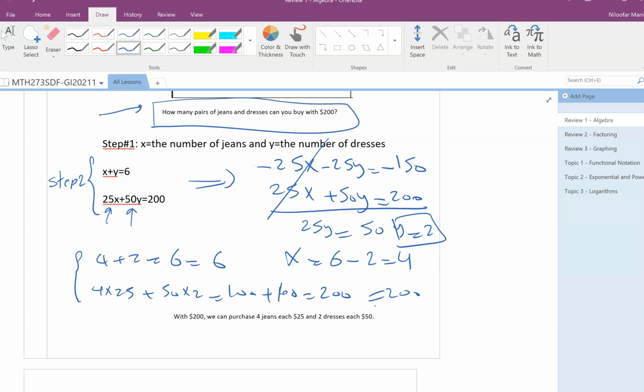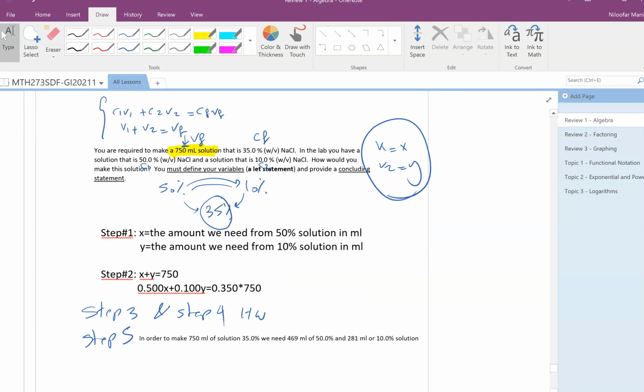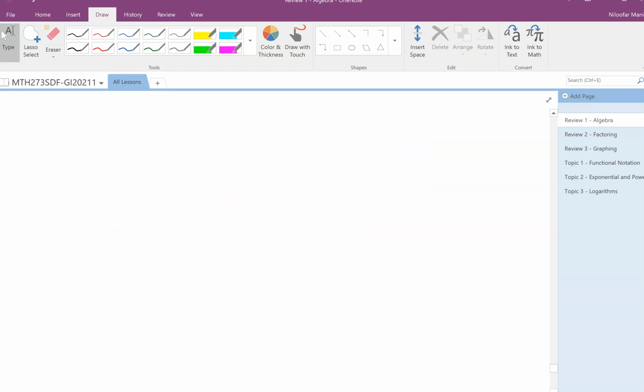Okay? The next question is a mixture question. So you read the question. You are required to have a 750 milliliter solution, 35%, but you don't have it. You have 50% and 10%. You want to mix a little bit of 50% with 10%, or 10% with 50%, to make 35%. But how much? So I read the question, understand what's going on. Oh, okay. What's going on really? It's really annoying. Let me see.